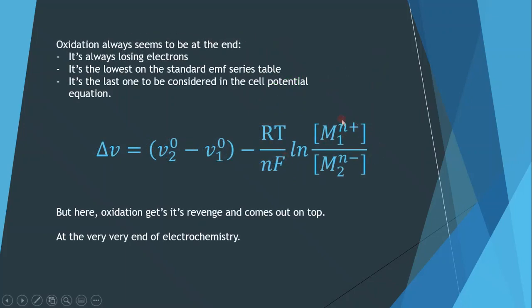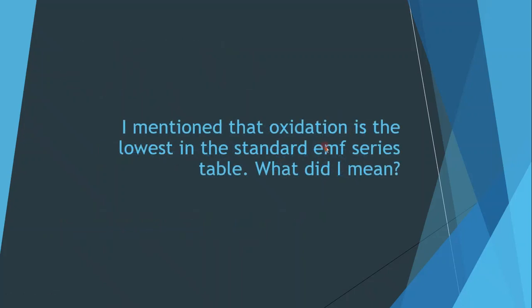So, what about this part? What do we do here? So, how do you remember that the concentration of oxidation goes up the top, and the concentration of reduction goes at the bottom? So the way I remember it is that oxidation always seems to be at the end. It's always losing electrons. It's the lowest on the standard, we'll get to that later. It's the lowest on the standard EMF series table. It's the last one to be considered in the cell potential equation. But here, oxidation gets its revenge and comes out on top at the very, very end of electrochemistry. There it is. It wins at the end. That's how I remember it.